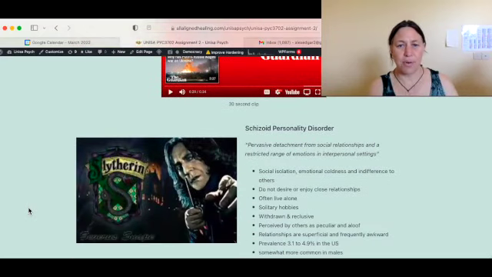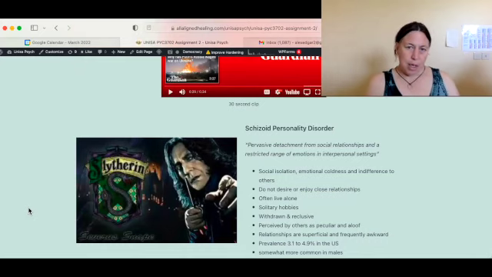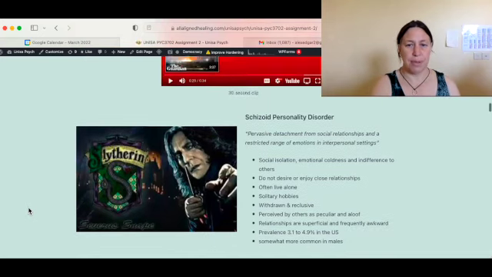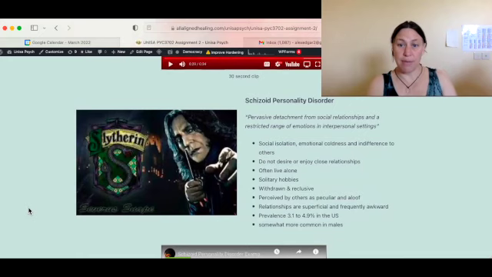Okay, schizoid personality disorder. Here we have Professor Snape. Pervasive detachment from social relationships and a restricted range of emotions in interpersonal settings. Social isolation, emotional coldness, indifference to others. Do not desire or enjoy close relationships, often living alone, solitary hobbies, withdrawn and reclusive. Relationships are superficial and frequently awkward. Slightly more common in males, possibly up to 5% prevalence in the United States.